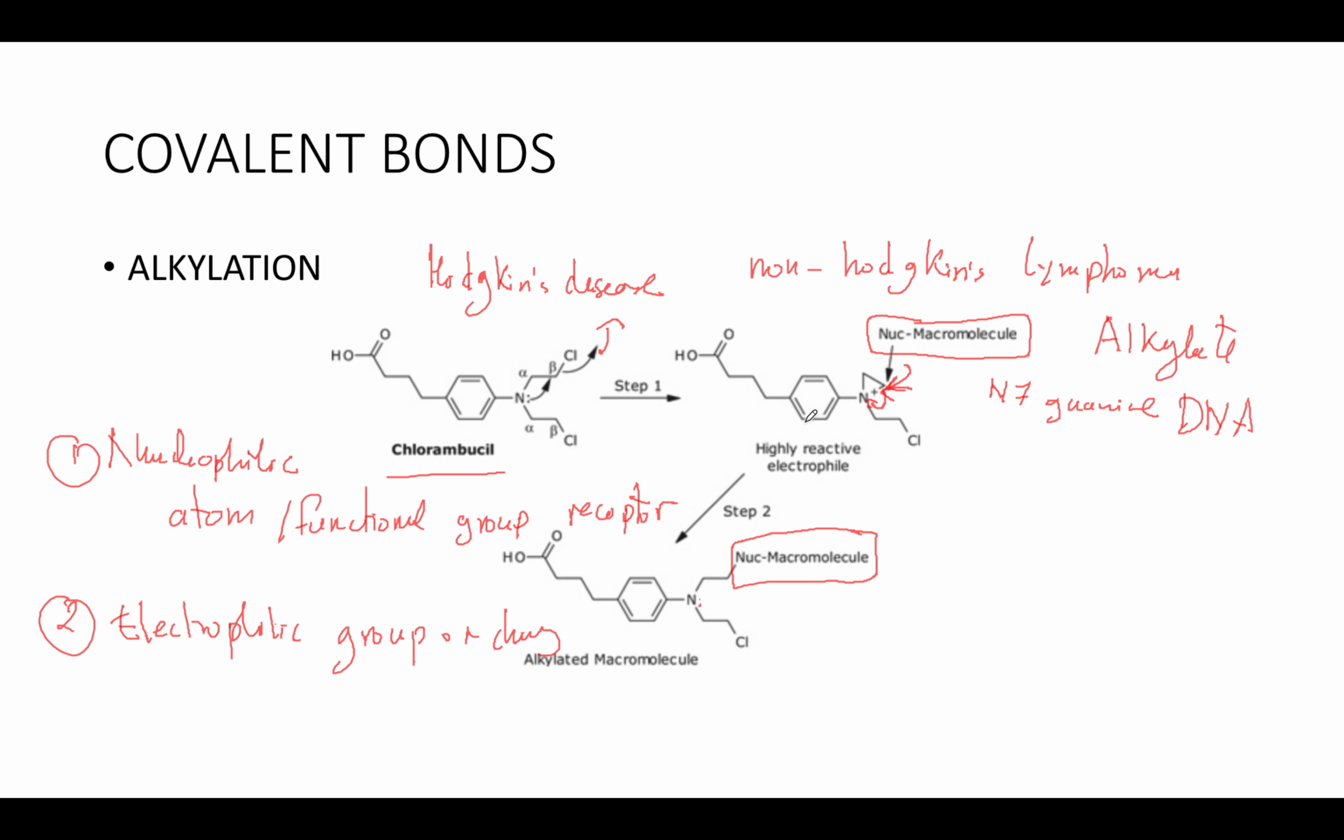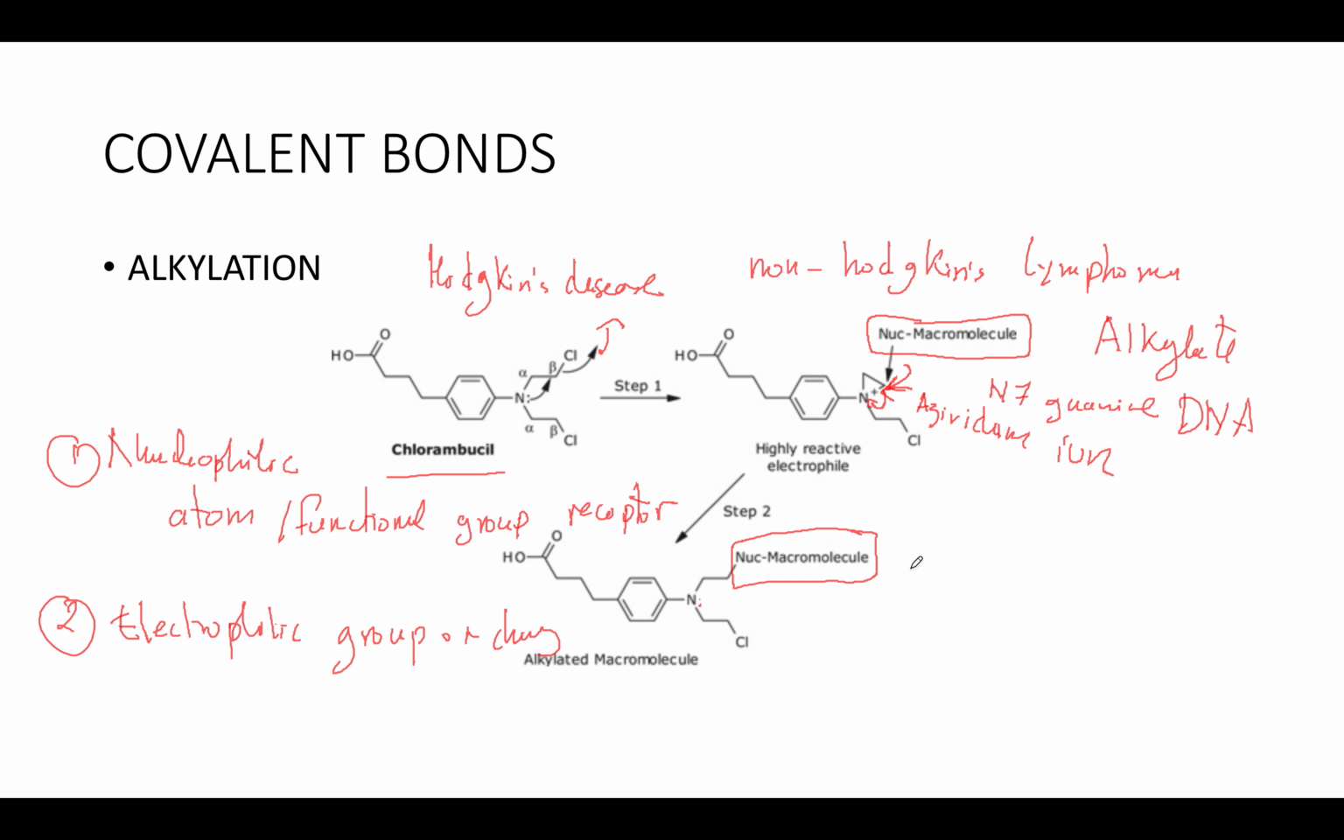And once that chloro group is released, it leaves the highly electrophilic quaternary aziridinium ion here. This is called the aziridinium ion. And then in the second step of that reaction, a nucleophile such as the N7 of guanine is going to attack, causing formation of this covalent bond here.